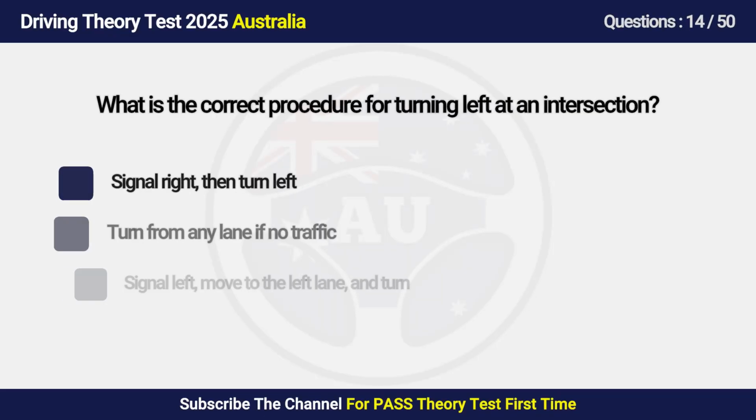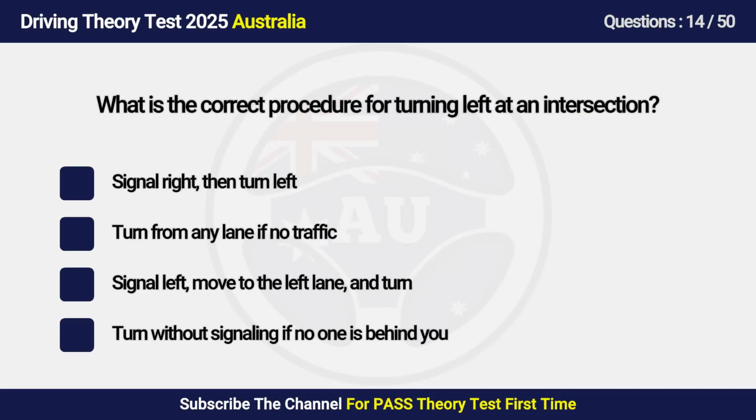Question 14. What is the correct procedure for turning left at an intersection? A. Signal right, then turn left. B. Turn from any lane if no traffic. C. Signal left, move to the left lane and turn. D. Turn without signaling if no one is behind you.